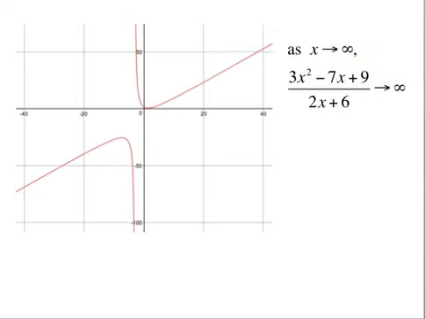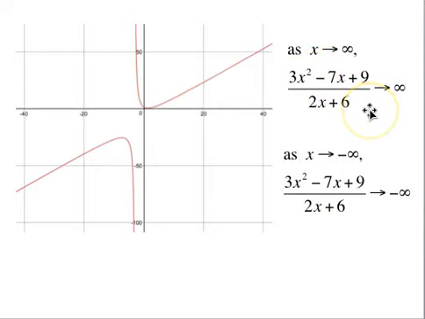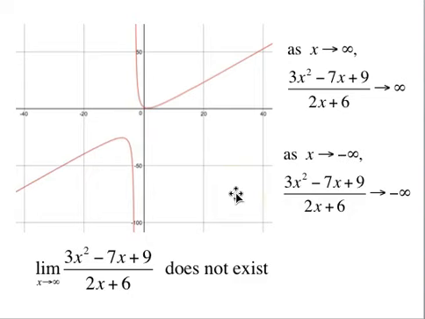Some textbook authors say the limit equals infinity. I don't particularly like that because the limit doesn't exist. I hate to say the limit equals something if it doesn't exist. So I just feel better saying as x goes to infinity, that thing goes to infinity. And similarly, as x goes to negative infinity, the function keeps decreasing, and that function goes to negative infinity. And in either case, that never stabilizes, so the limit as x goes to infinity of the original question does not exist.